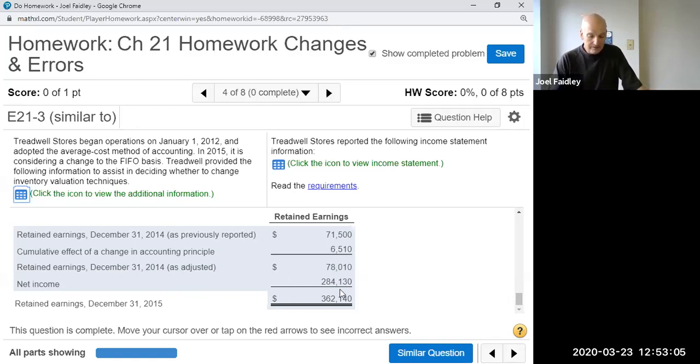Then the net income here is for the current year. So we just go up there and use current year information for the FIFO method. And that gives me my retained earnings for the end of December 31, 2015.